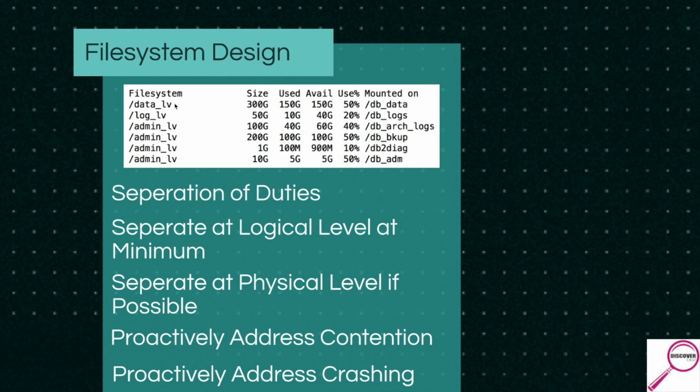If you're addressing things at this logical level at a minimum, and even better, if you can get it down to the physical level on the back end, you're going to proactively address crashing from one item affecting another, or contention because one item is affecting another. And this is something I try to put in every build if possible. To me, it's one of the most critical things you can do.